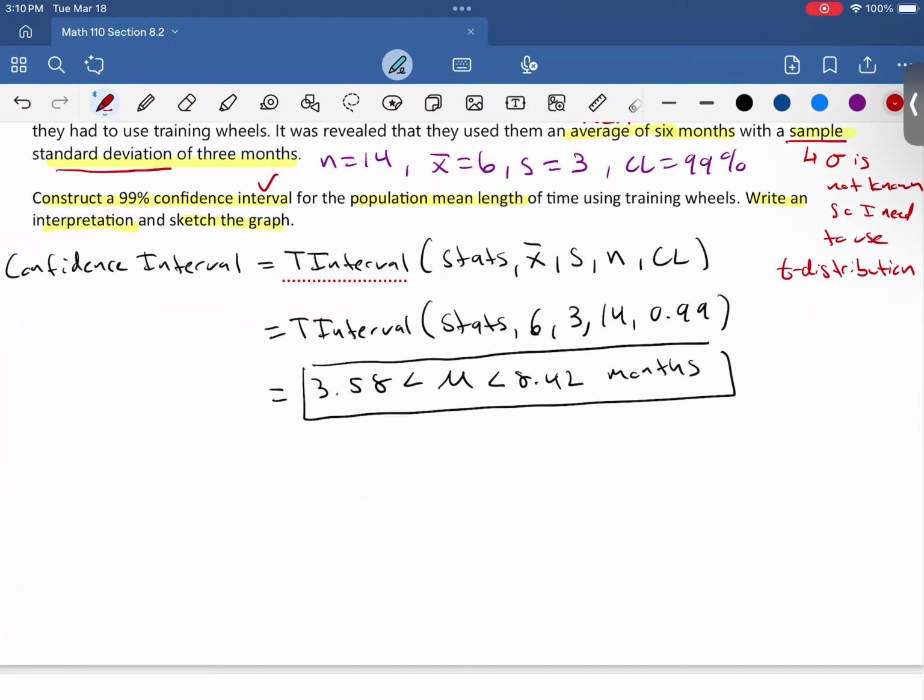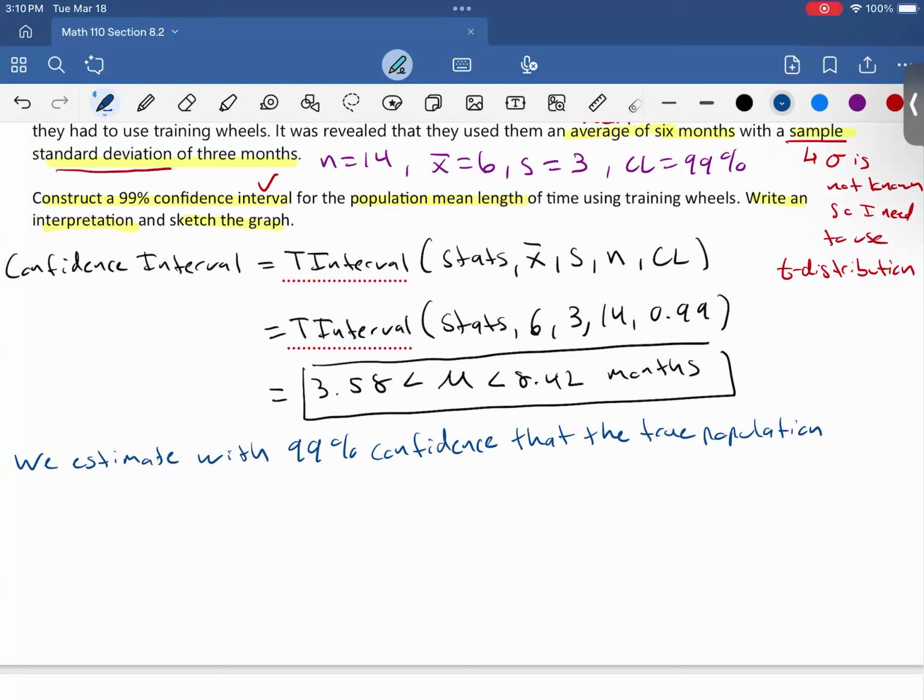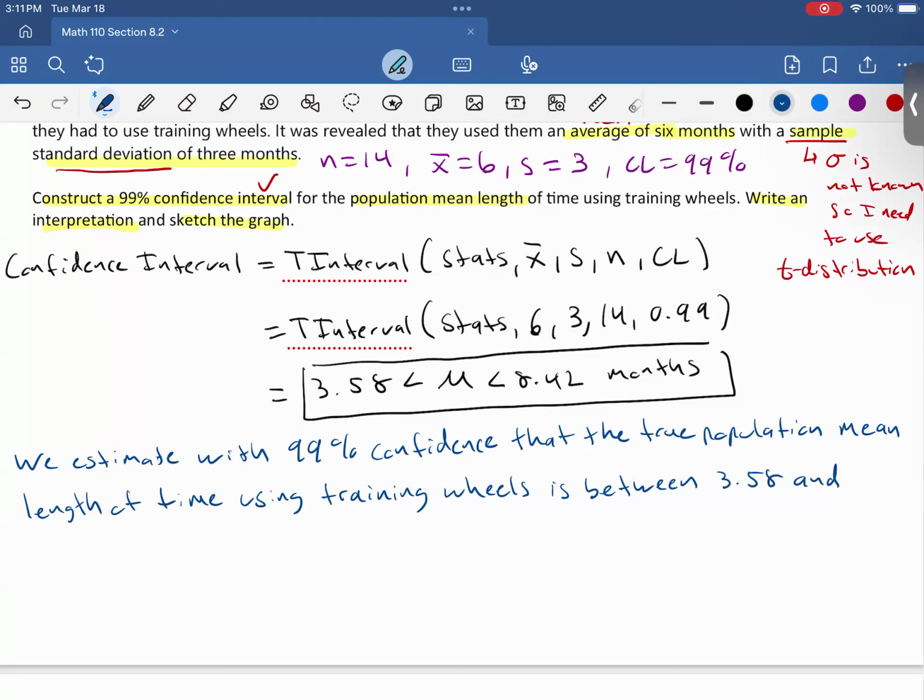Let's go ahead and talk about the interpretation of this. So what we would say here is we estimate with 99% confidence that the true population mean length of time using training wheels is between 3.58 and 8.42 months. Okay, so that is our interpretation.